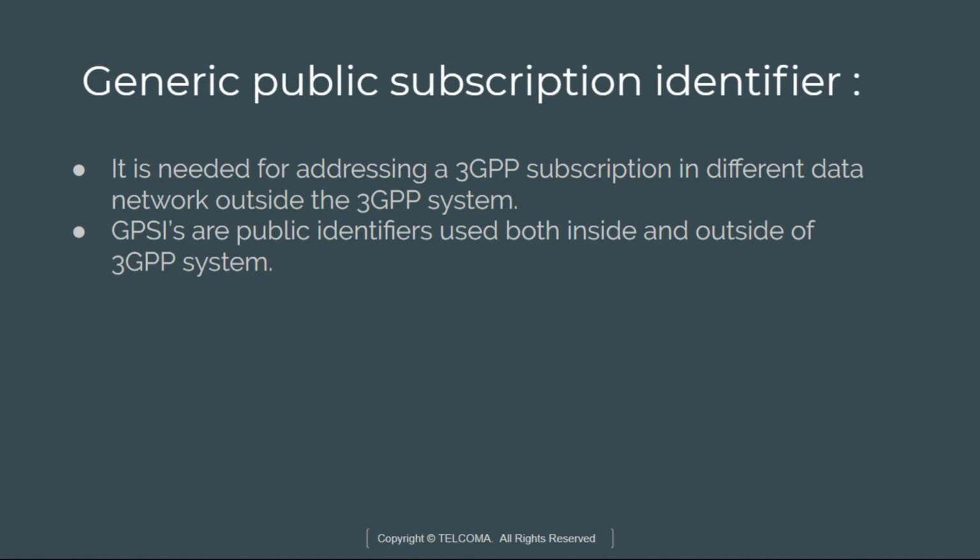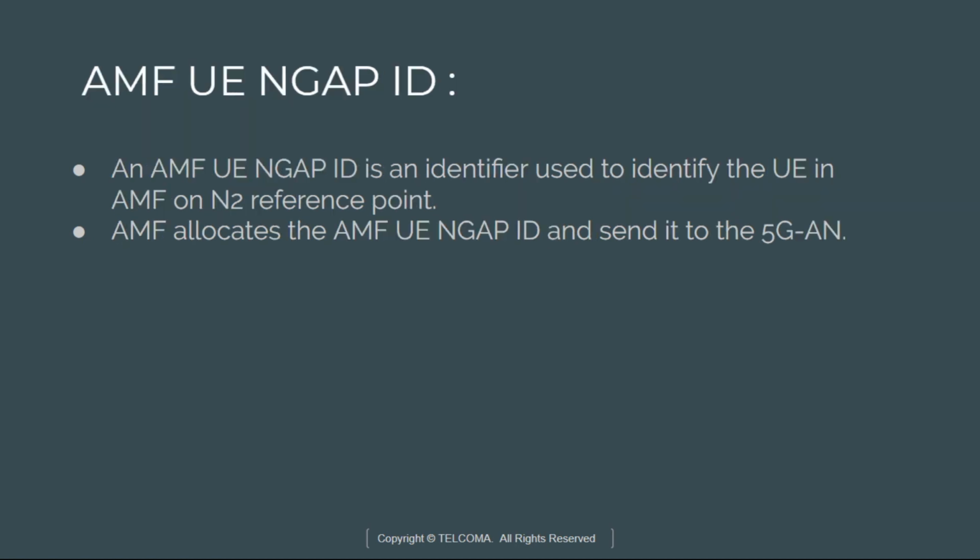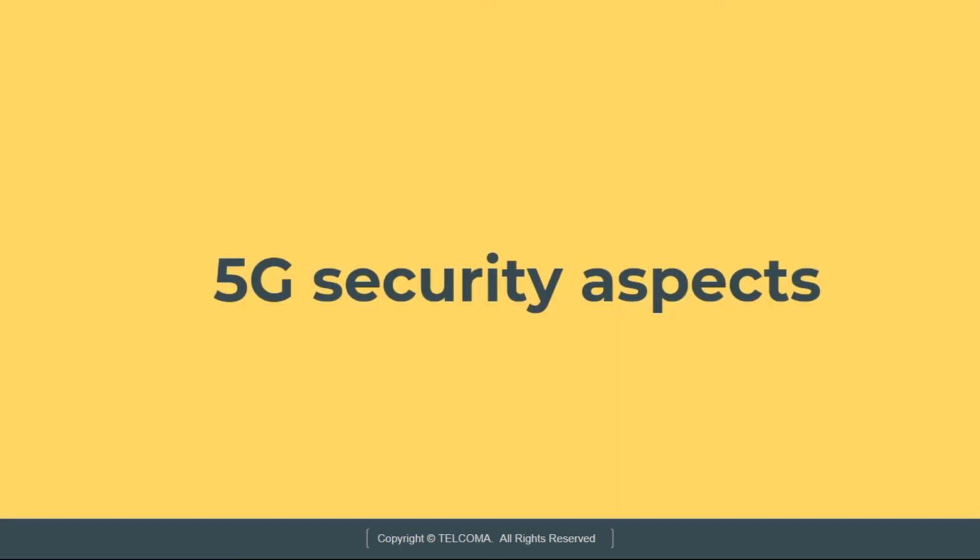Generic public subscription identifier. This identifier is needed for addressing a 3GPP subscription in different data networks outside the 3GPP system. These are used both inside and outside of the 3GPP system. This ID is used to identify the UE in the access and mobility function on the N2 reference point. The AMF allocates this ID and sends it to the access network.